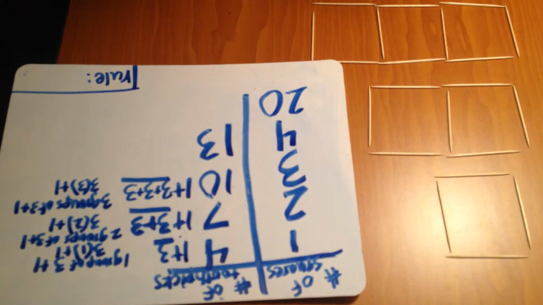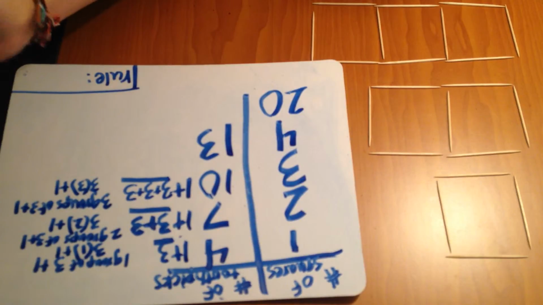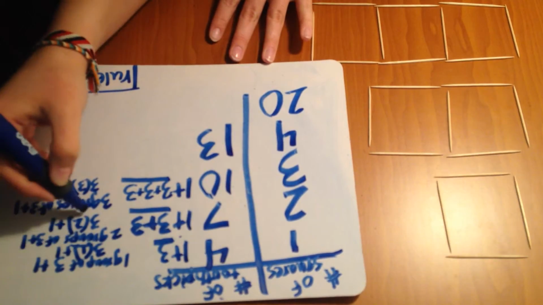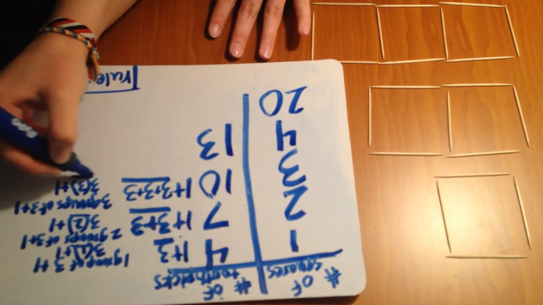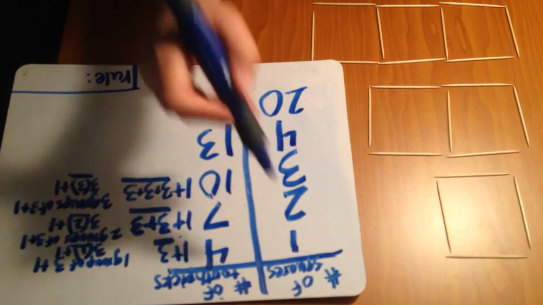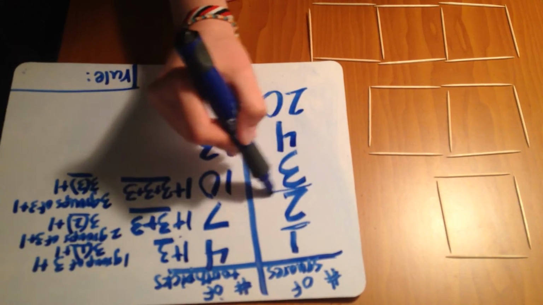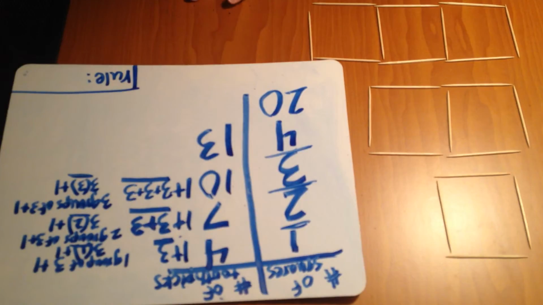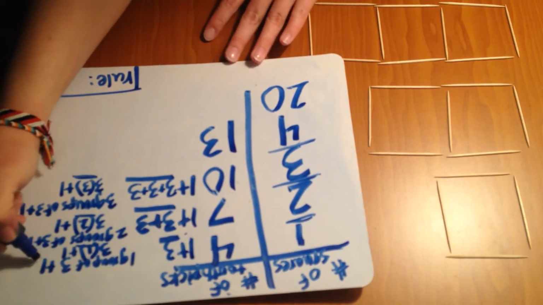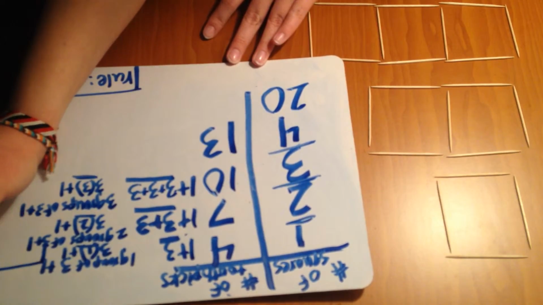Now that I have this, I realize that these numbers, the number of my groups, actually match my number of squares. So what I'm going to do is I'm going to go ahead and plug in S, meaning the number of squares. And when I do that, I'm going to get my rule.